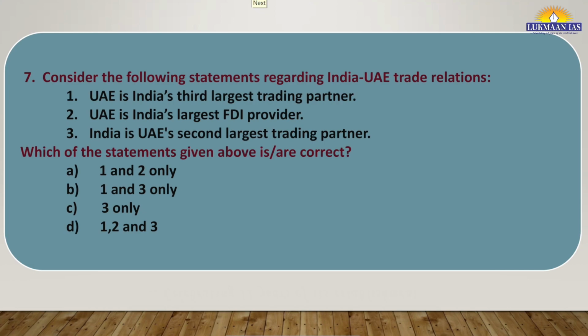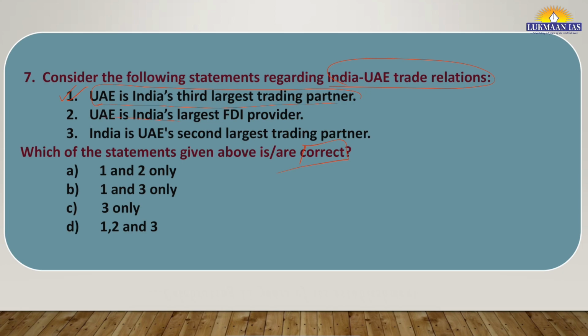Consider the following statements regarding India UAE trade relations. Okay, we have to identify the correct statements here regarding India UAE trade relation, because yes, recently the interactions between the UAE minister, Indian minister happened. So you should be knowing that India UAE had signed the SEPA Comprehensive Economic Partnership Agreement, and that's why it is in news. Regarding some facts related to trade, bilateral trade, UAE is India's third largest trading partner. This is correct statement. Okay, so that is true.